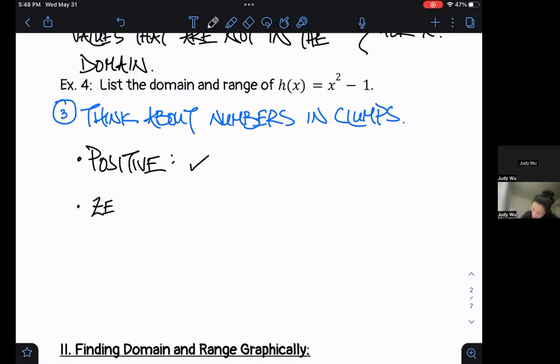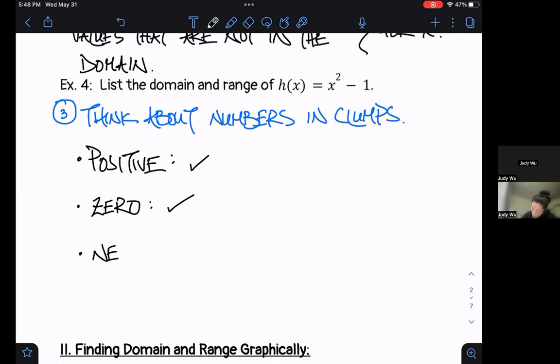I like to think about 0 next, only because if I don't think about it next, I often forget it, all right? So now it's like a special case. Can I plug 0 in? Is that going to cause me any problems? Well, 0 squared is 0, so that's fine. I can square 0, all right?